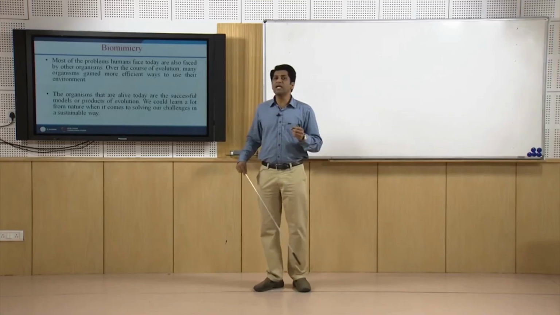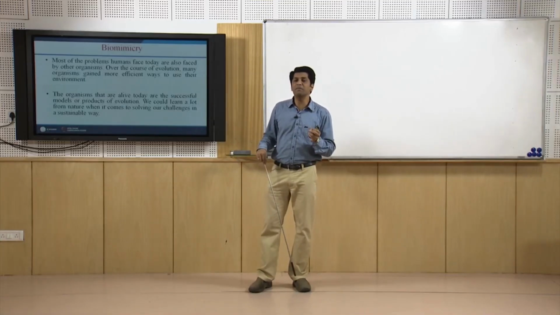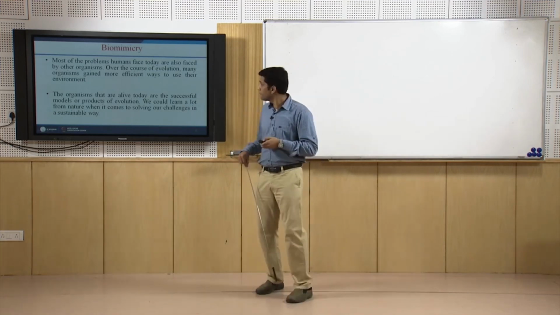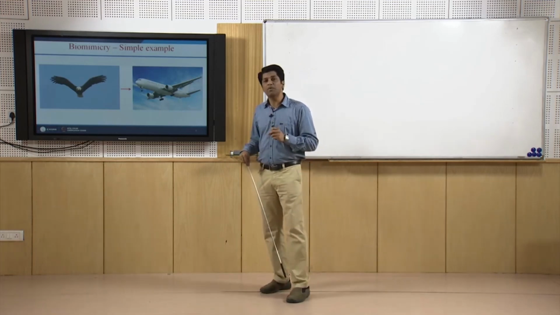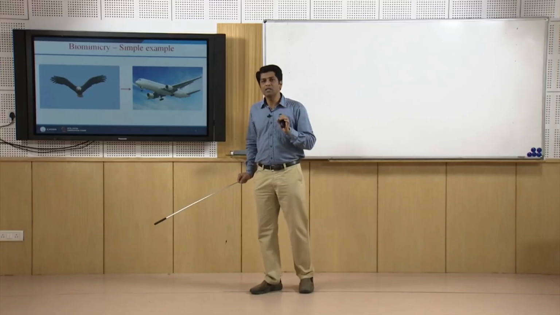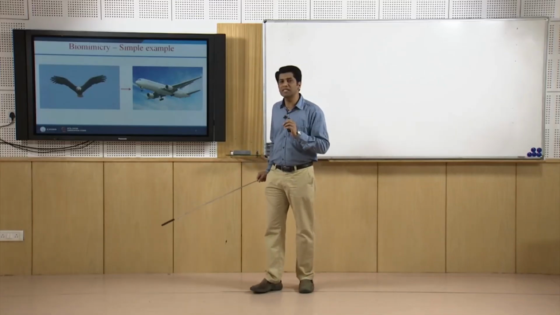So we can take an idea from nature and we can mimic that and we can make a useful product for human beings. Okay. So let us see a simple example for biomimicry. We got the idea of the aeroplane from the bird. So this is a simple idea of biomimicry. You can understand what biomimicry is from this simple example.